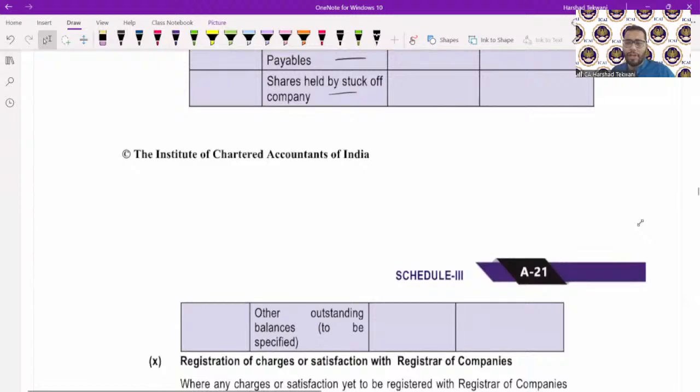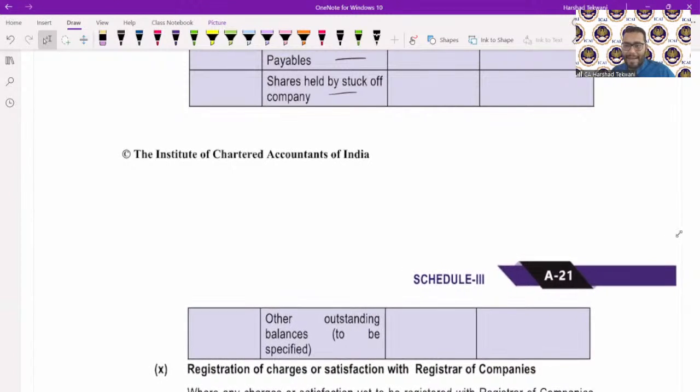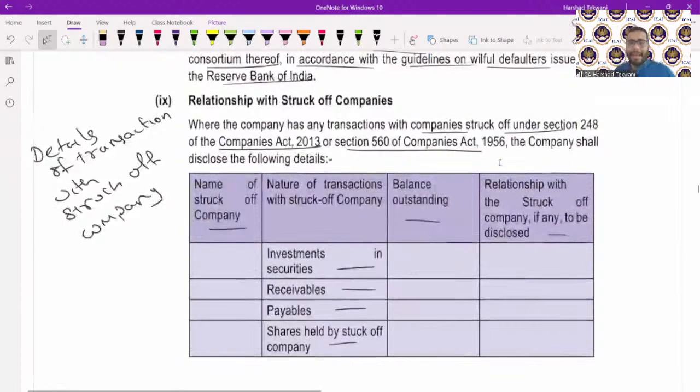And why has this disclosure been made mandatory? The reason is that at times companies were investing in companies which were later getting struck off, like fake companies. They were shell companies, so their name was struck off. So investment in shell companies, receivables and payables with the shell companies.